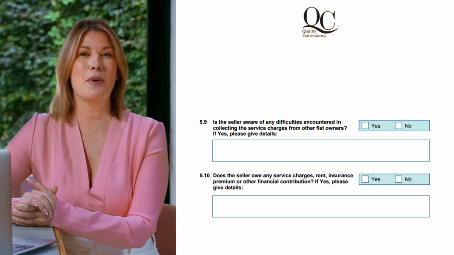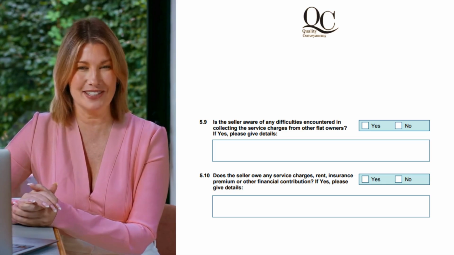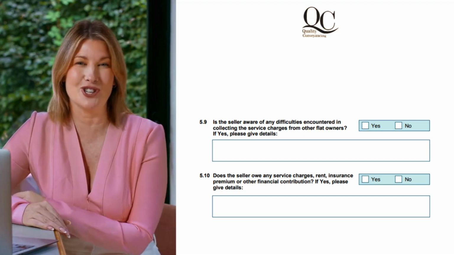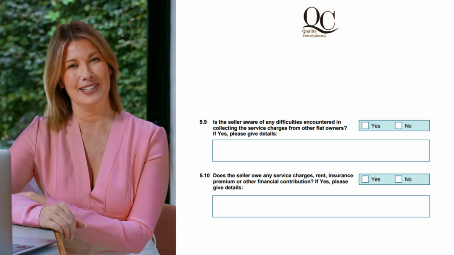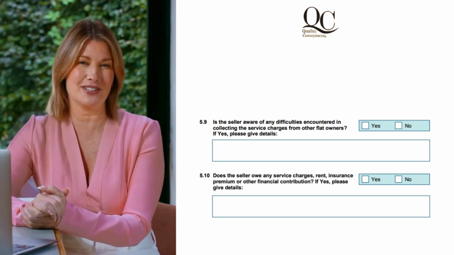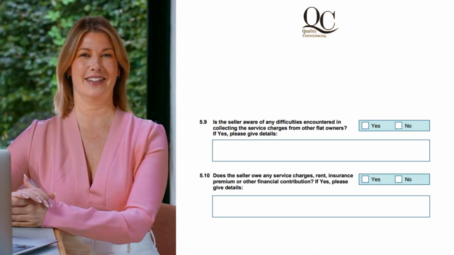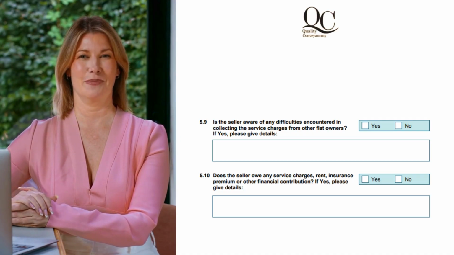Section 5 isn't about perfection, it's about transparency. Buyers want to understand how the building is managed, what it costs to run, and whether any major expenses are coming up. If you're unsure about any answer, it's completely fine to select Not Known and speak to your solicitor. Clear, honest answers here can prevent delays and help your sale move forward smoothly.